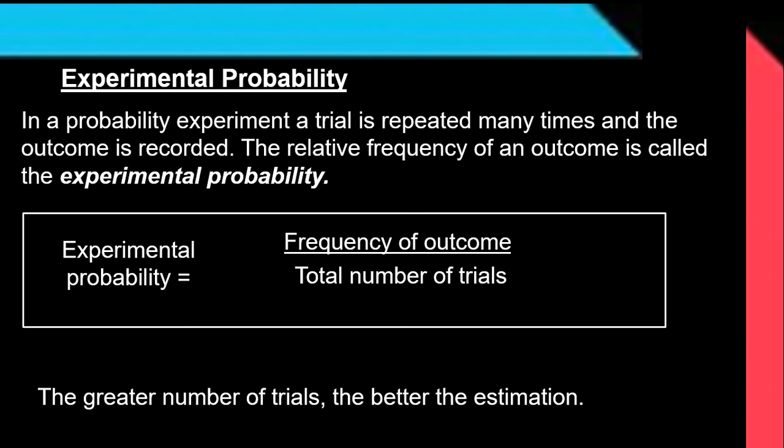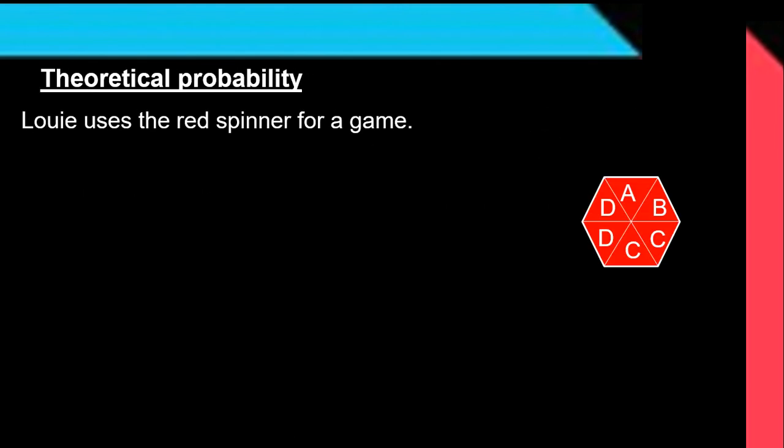So what have we been doing normally? Why would we not do experimental probability all the time? Well, this comes on to theoretical probability. Okay, so when we do probability normally or in the past, we do it theoretically.